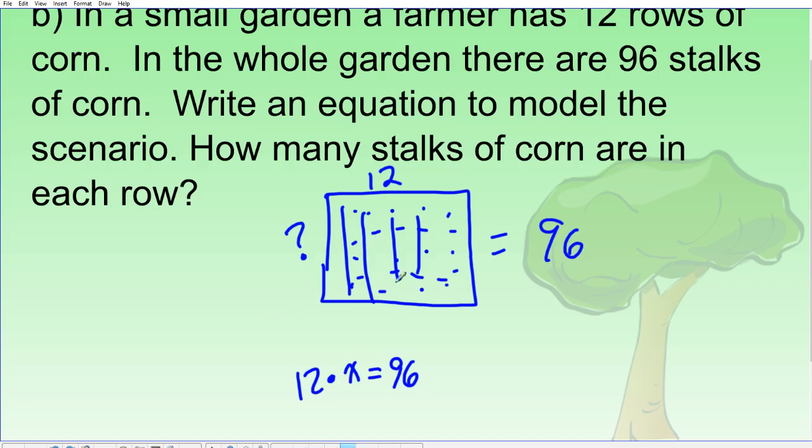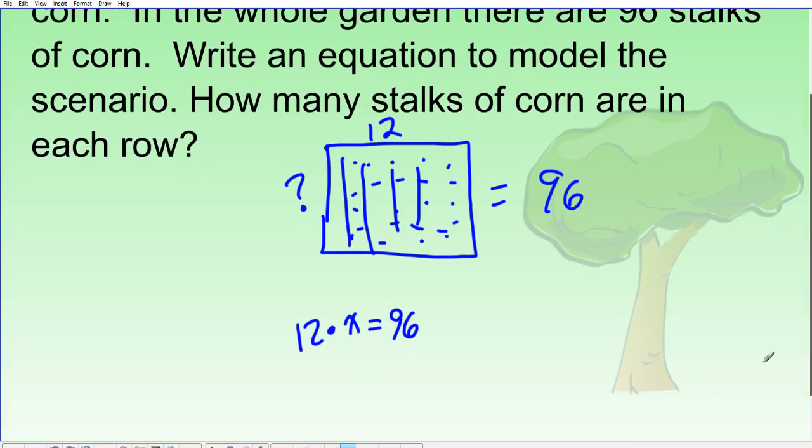This is kind of like the area of a rectangle. How much stuff is on the inside of the rectangle? If it's 12 this big and how many this big? You know the total is 96. So here's my equation I'm going to solve. So equation, check.